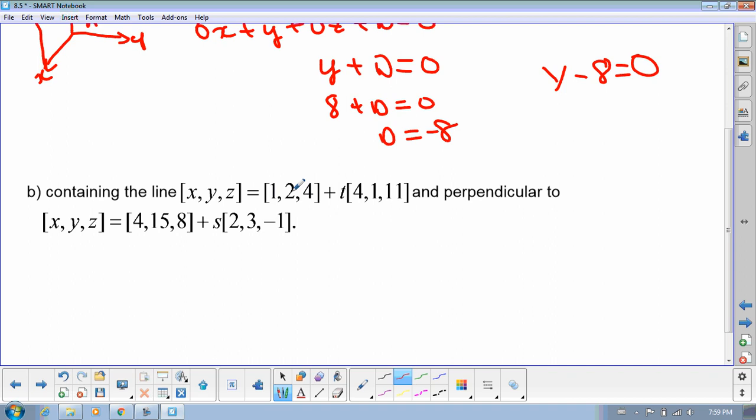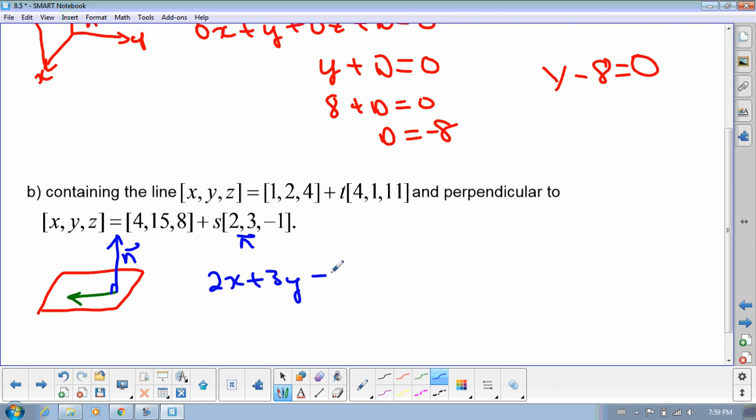Okay, for this one, it's saying the plane is containing the line and it's perpendicular to this other line. So I have a plane and I have this line on it. Then it's telling me the other line is perpendicular to the plane. If it's perpendicular to the plane, this is your normal. So we have 2x plus 3y minus z plus D equals 0.